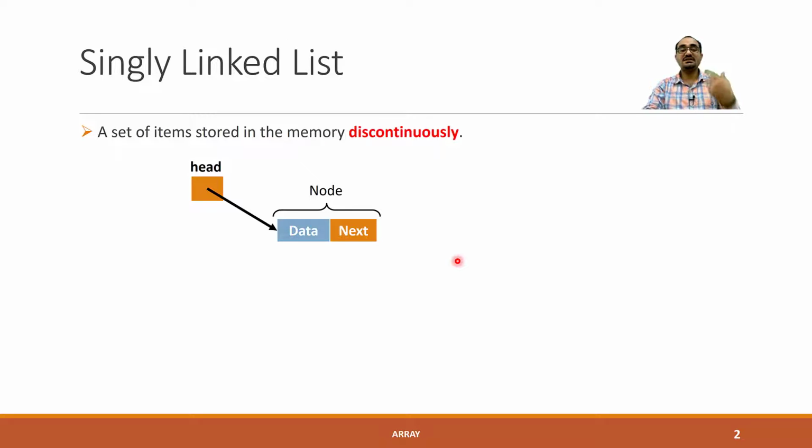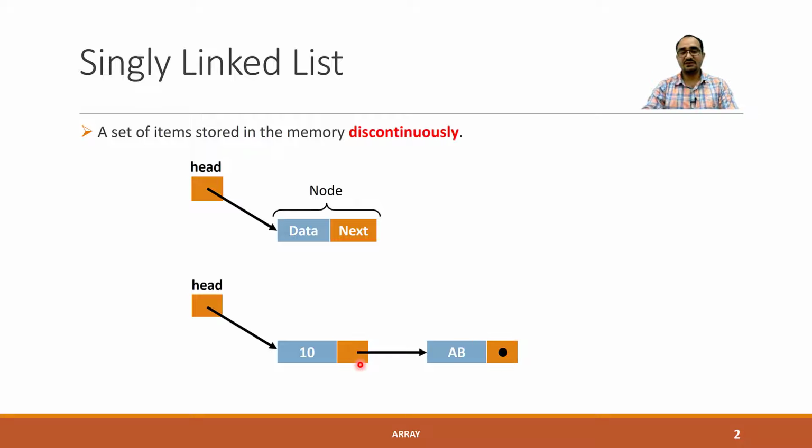For example, if the list is an empty list, it will be like this. And if it contains just one element, it will be like this, that the head points to the first item of the list and the next pointer for the first element is null. And if it contains two elements, it will be like this.